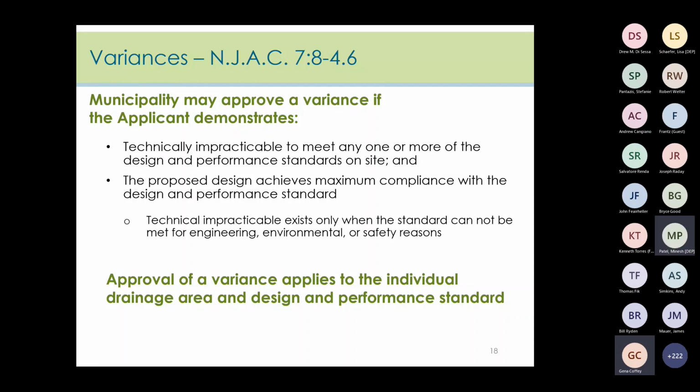The old low impact development checklist often included statements that something was not economically feasible, and yet cost information was not formally reviewed. Previously, there may have been a site-wide variance allowed, but now the rule located at section 4.6 states that a municipality's approval of a variance shall apply to an individual drainage area and design and performance standard, and shall not apply to an entire site or project unless an applicant provides the required analysis for each drainage area within the site and each design and performance standard.